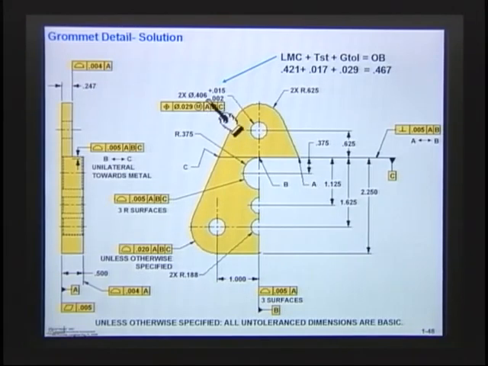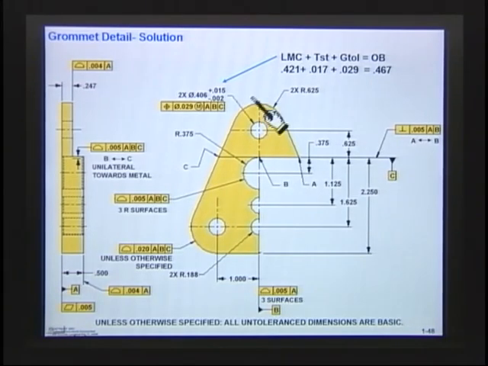If you have a hole that was positioned at maximum material condition and you're looking for the boundary, remember the boundary formulas? You would take the least material, and the least material is 406 plus 15. That would be 421. And then you take the total size tolerance, which is 17, plus the geotol, which is 29. I total them all up, and the outer boundary is 467.